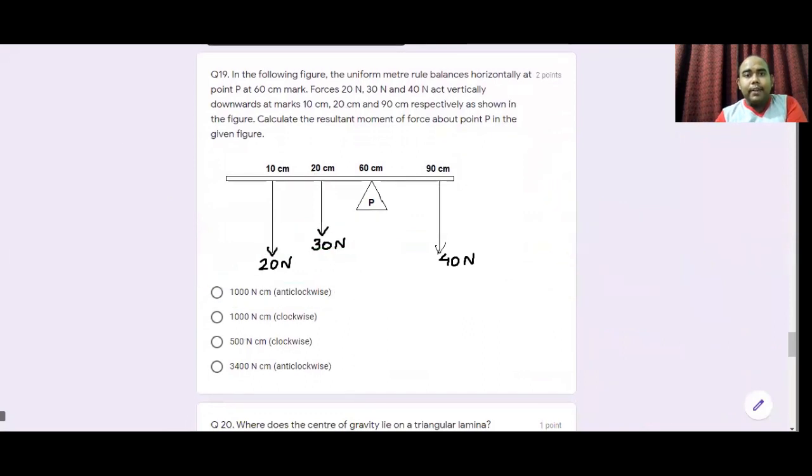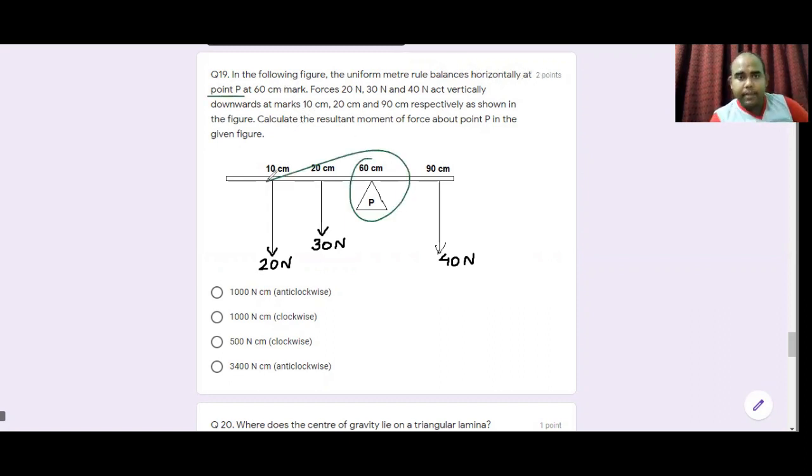In the following figure, the uniform meter rule balances horizontally. बहुत इंपॉर्टेंट वर्ड दे दिया है कि ये बैलेंस्ड है, मतलब इक्विलिब्रियम के स्टेट में है. In this question we can apply principle of moments. अब क्या बोल रहा है? It is balanced horizontally at point P.